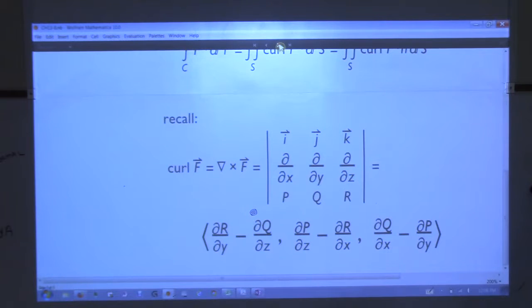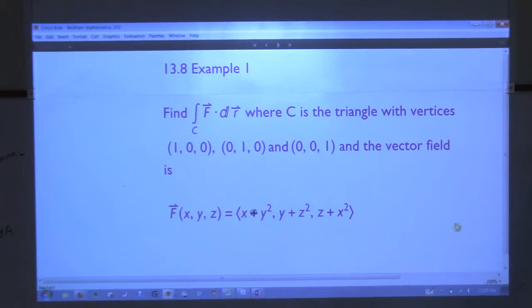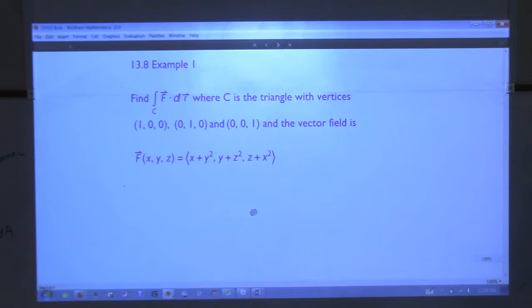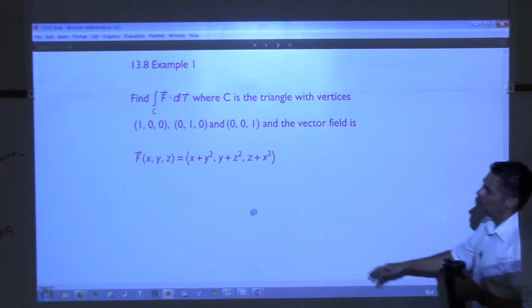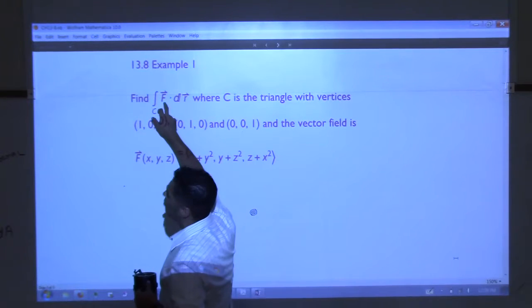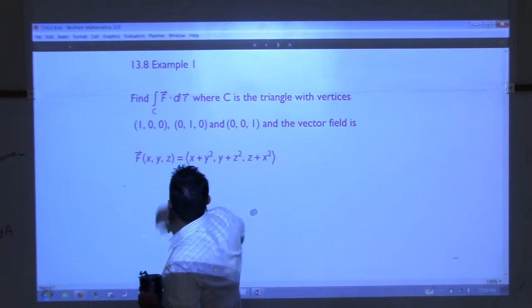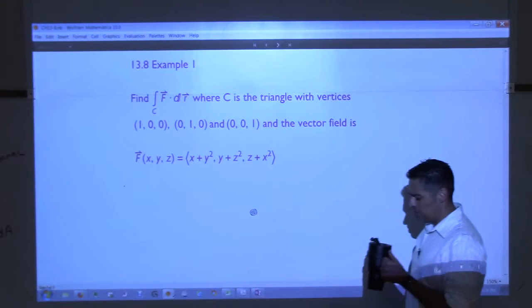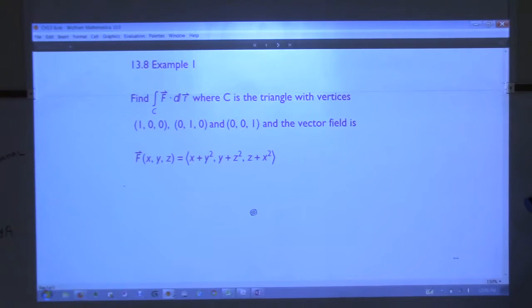All right, let's do an example. Find the line integral over C of the vector field F dot dr, where C is the triangle with vertices (1, 0, 0), (0, 1, 0), (0, 0, 1), and the vector field is given.